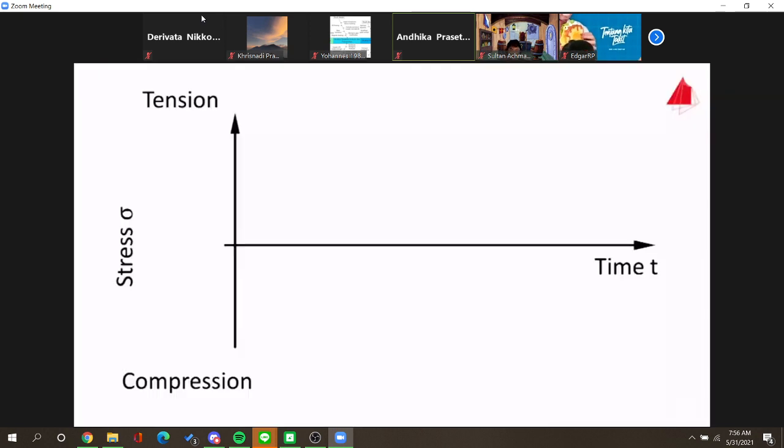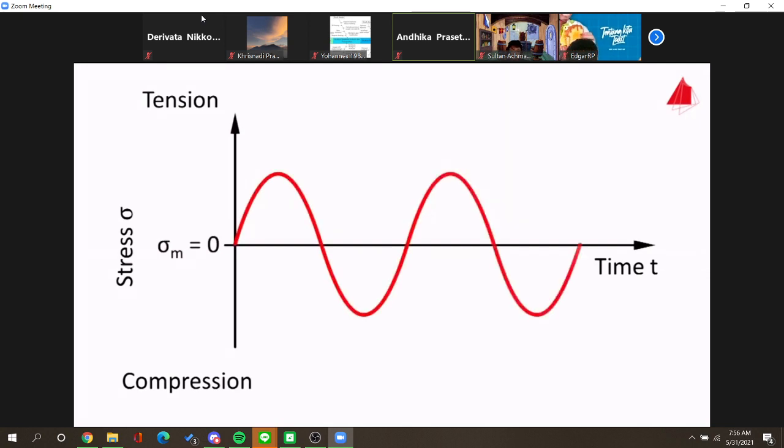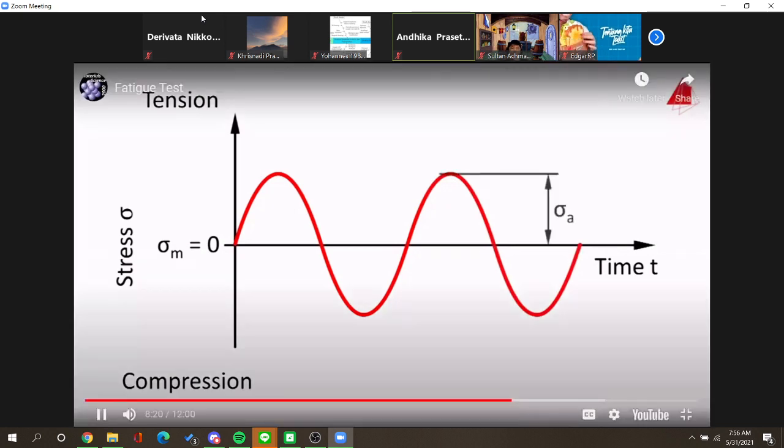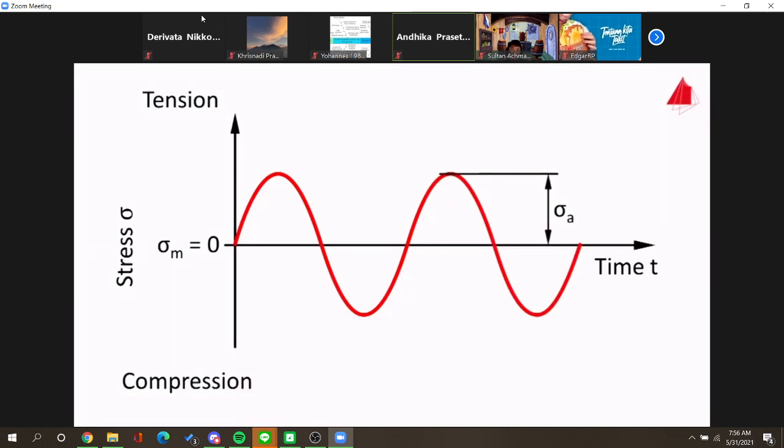To compare materials in a fair way, the different cyclic loads are converted to the respective stresses acting in the specimen. In this case, the stress alternates sinusoidally around the mean value, which is termed mean stress sigma m. In this series of tests, the mean stress is 0. The stress amplitude is labeled with the symbol sigma a.